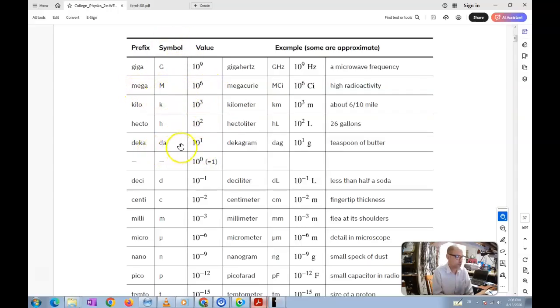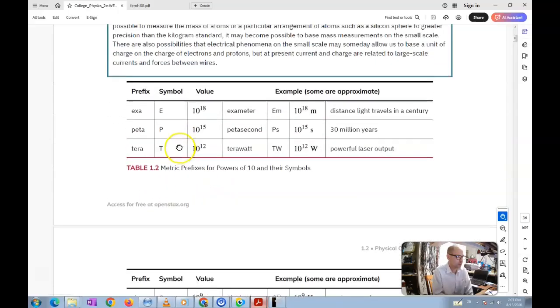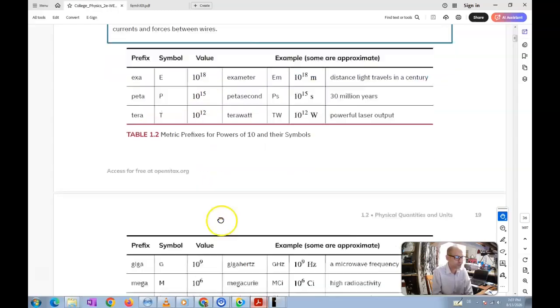When you want to write a deca, you would write a DA. When you want to write a hecto, you would write a lowercase h. When you want to write a kilo, you would write a lowercase k. To write a mega, you would write an uppercase M, and so on. You can go all the way up to mega, giga, tera, peta, and then exa, which is 10 raised to the power 18.